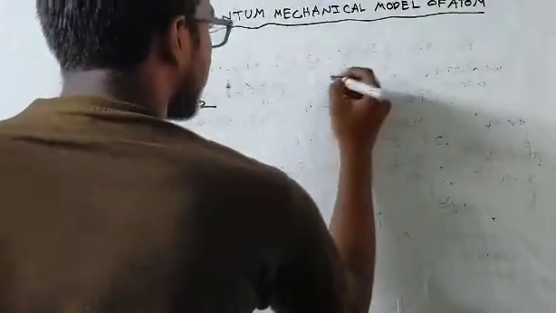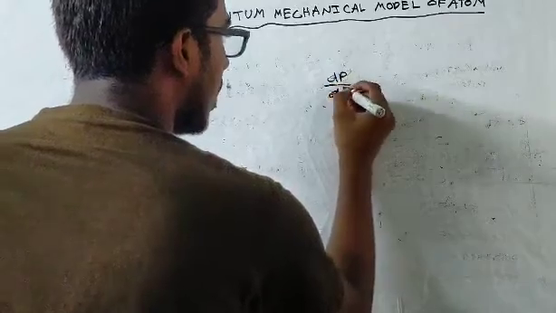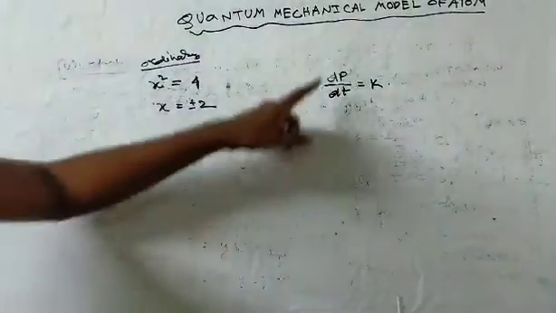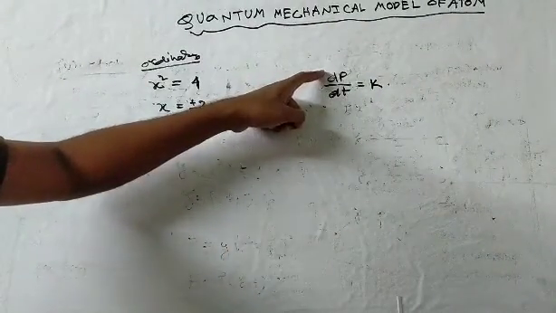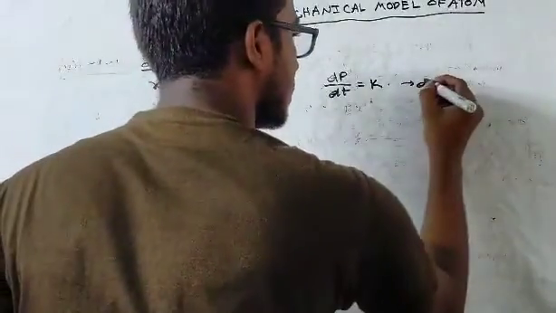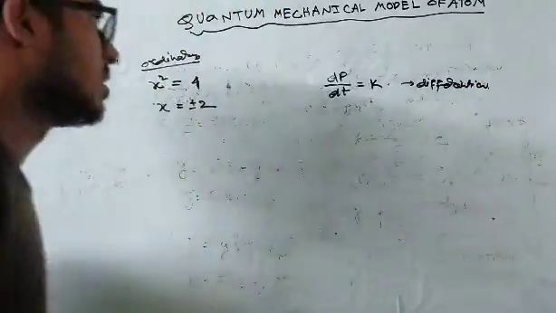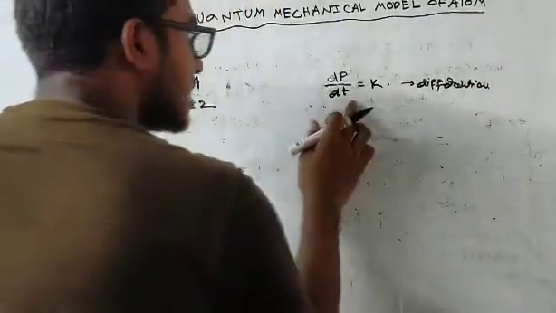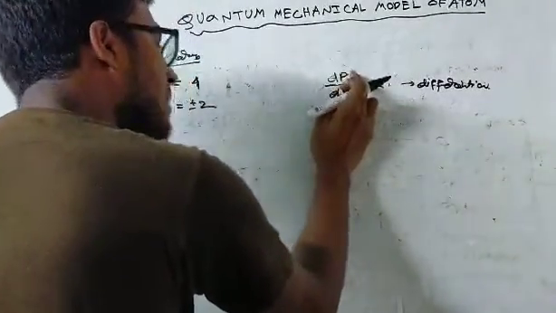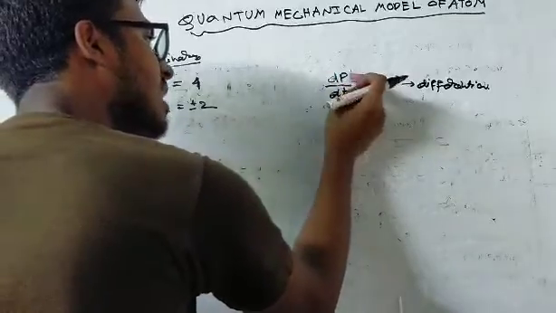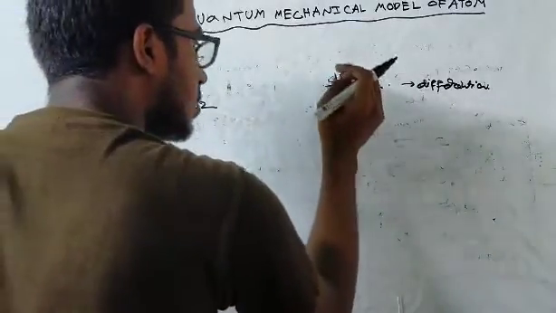Let's say dp upon dt equals a constant k. Here a differential term, the derivative dp and dt, is present, so that means it's a differential equation. Now look at the equation. In this equation, the derivative is done on p and with respect to t.